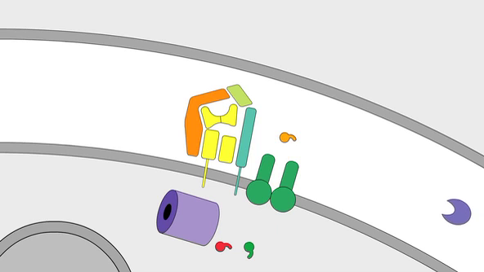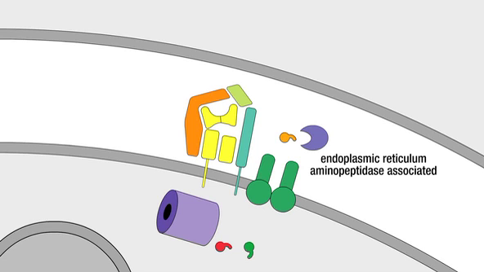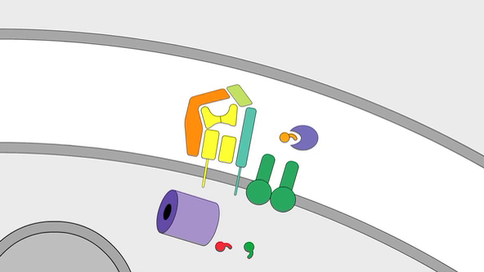In the ER, these peptides are modified by the action of an enzyme known as the endoplasmic reticulum aminopeptidase associated with antigen processing, or ERAP. ERAP trims the amino terminus of many peptides and allows peptides that are initially too long to bind to the MHC molecules.